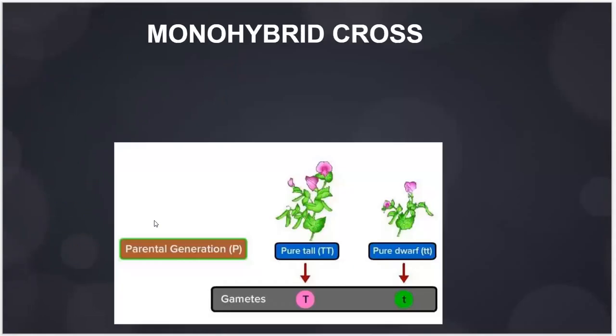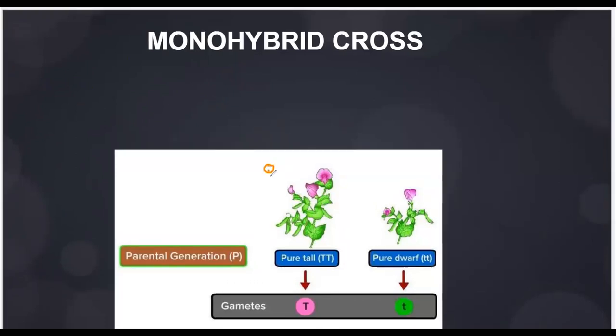So how do we begin? Let's say we take 2 parent plants, one male parent and one female parent. Let's say this is the female parent and this is the male parent. This is tall, this is dwarf. You can see the genotype: two capital T and two small t, homozygous condition. So the gametes will first segregate. What is the type of gametes? Both of them are capital T, so you will just write capital T once, and both of them are small t.